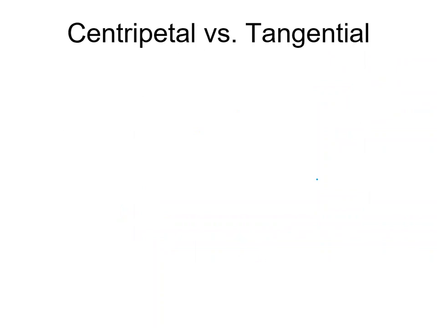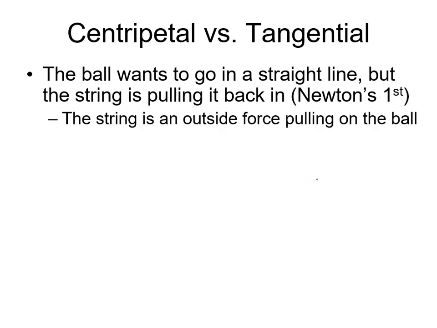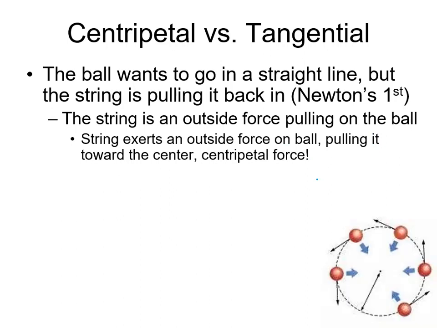Okay, so let's make sure that we understand centripetal versus tangential. The ball was wanting to go in a straight line, just like the buggy was wanting to go in a straight line, but the string kept pulling it back. In this case, it was tension, but as we said, there could also be frictional force, gravitational force, and normal force. The string is exerting an outside force, and that force is causing circular motion. That is the centripetal force. Remember, centripetal just means the net force.